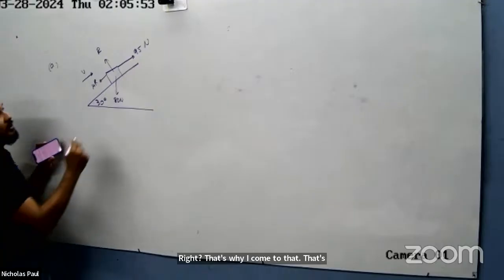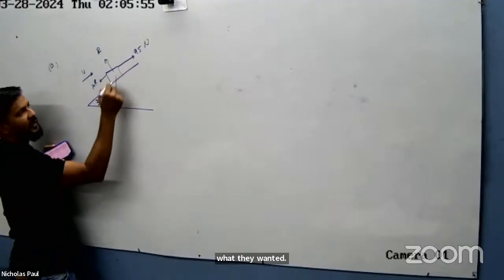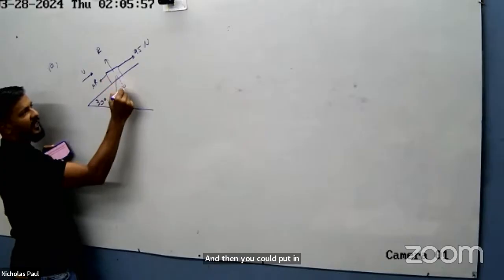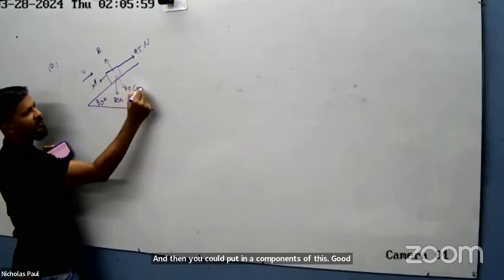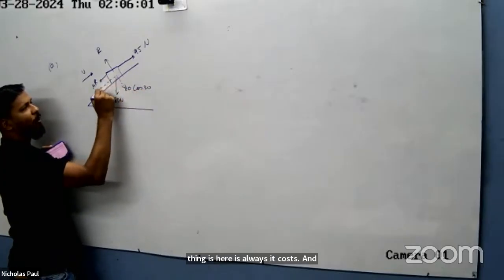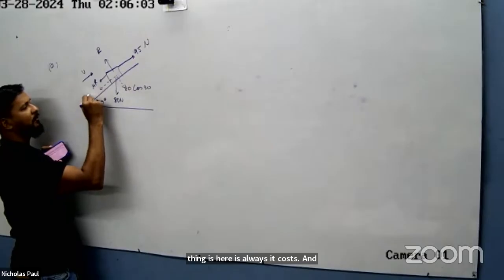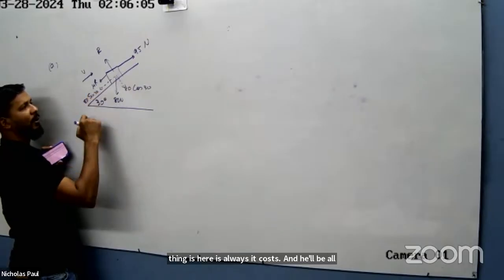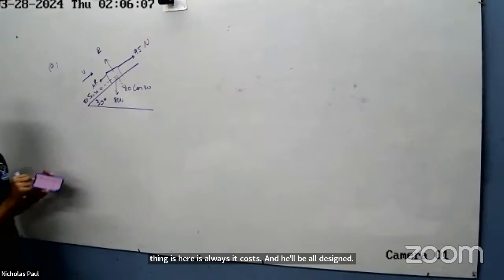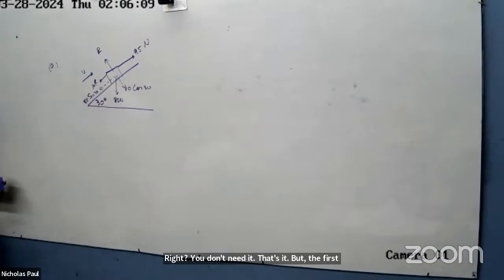That's what they want in part one. And then you can put in the components of this. The good thing is here it's always 80 cos, and here it will always be sine. You don't need the dotted part for the first part of the question, but you need it for your next part. Okay? So your diagram will look like that. That's the most important thing.